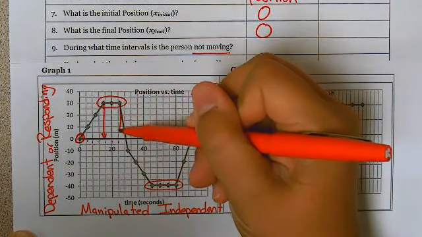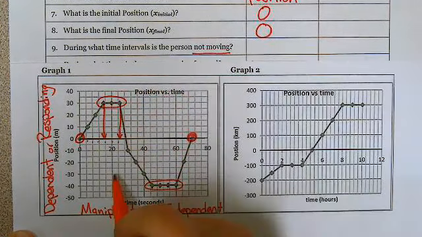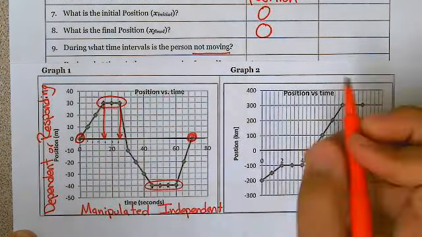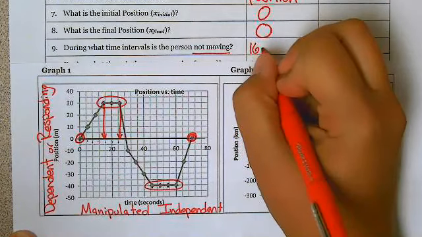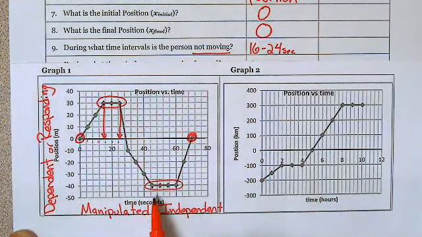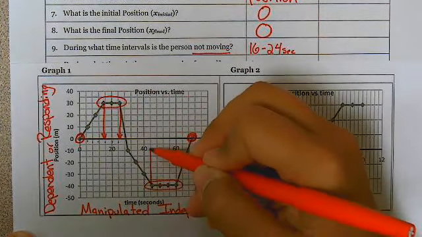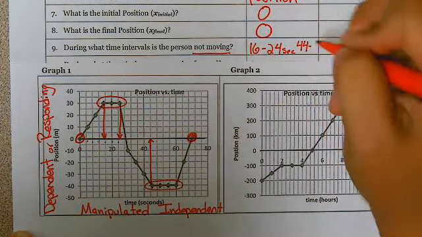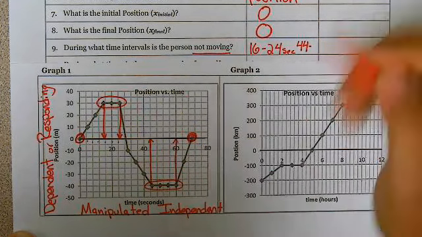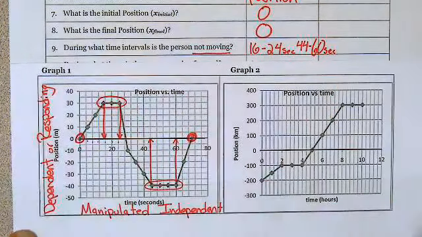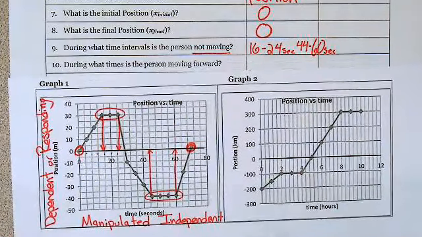During this time interval here, between 16 and 24 seconds, it's not moving. And then also over here, it's not moving, which is 44 to 60 seconds. Okay, so we have 2 time intervals in which it's not moving.